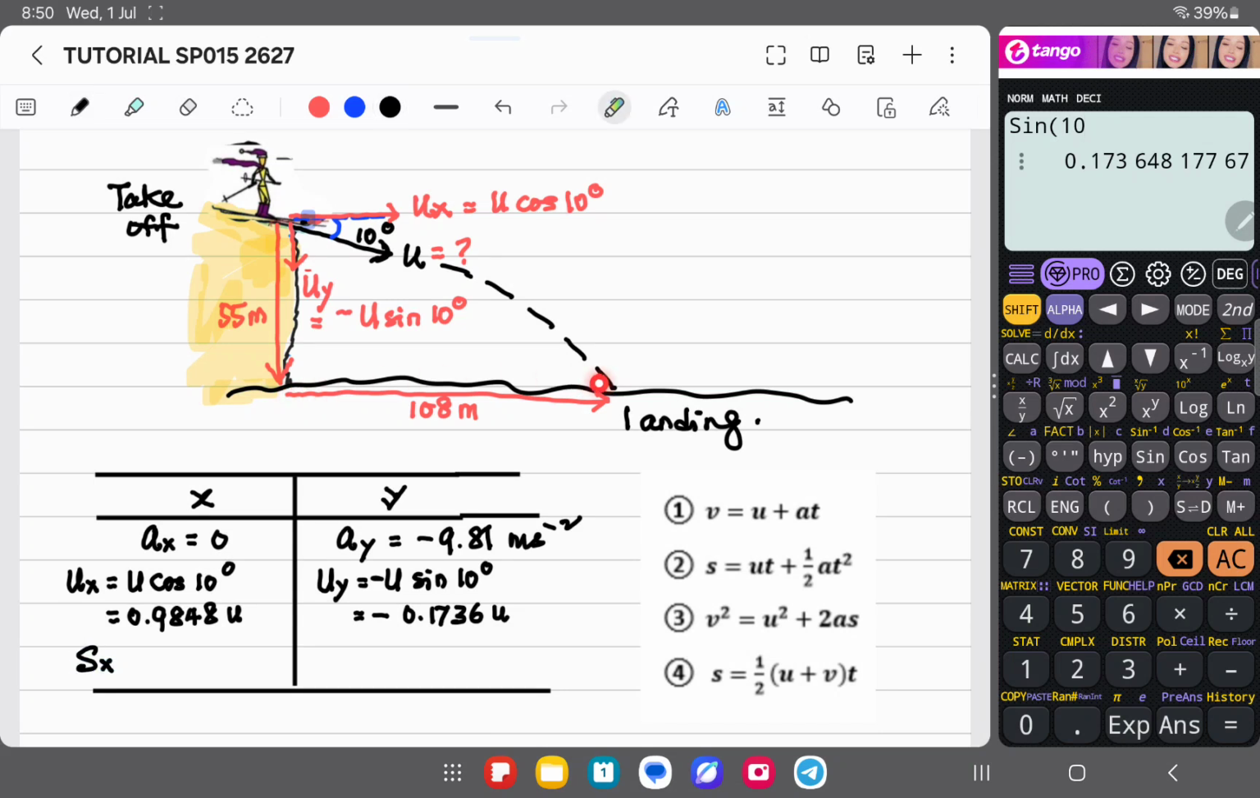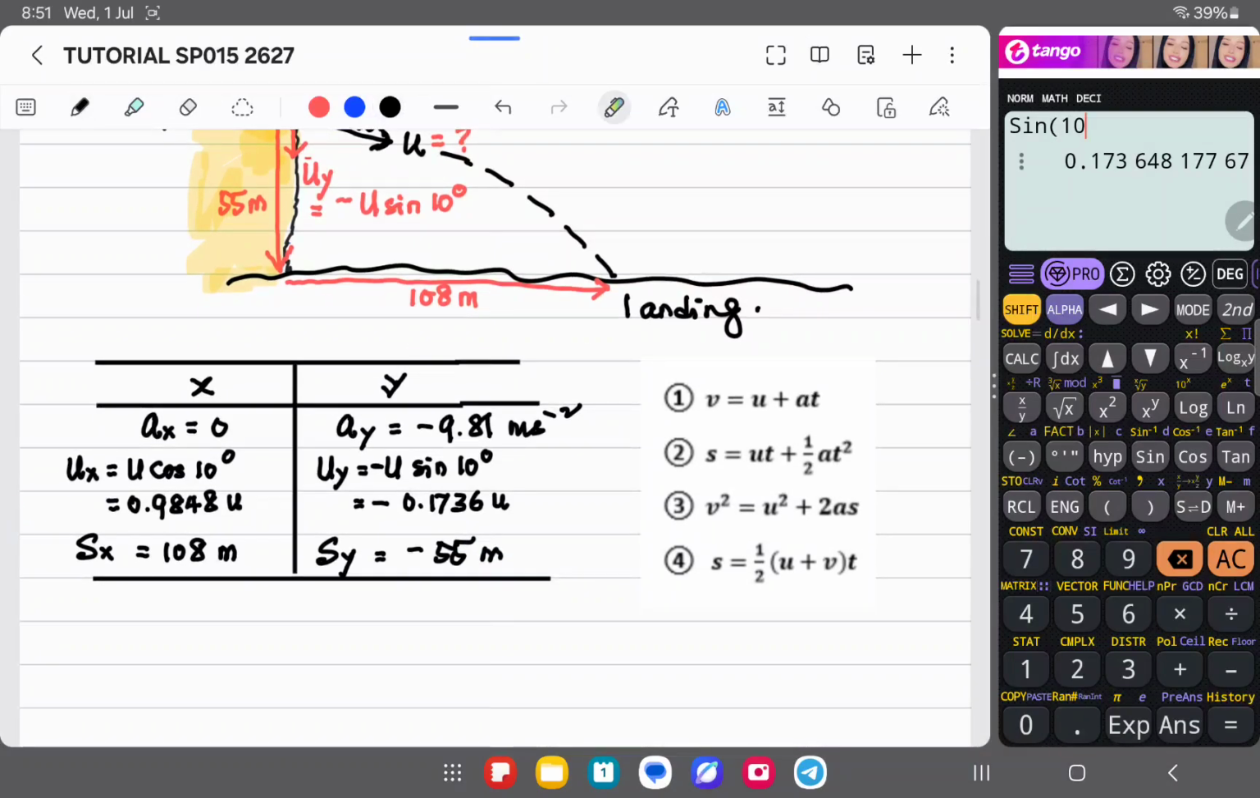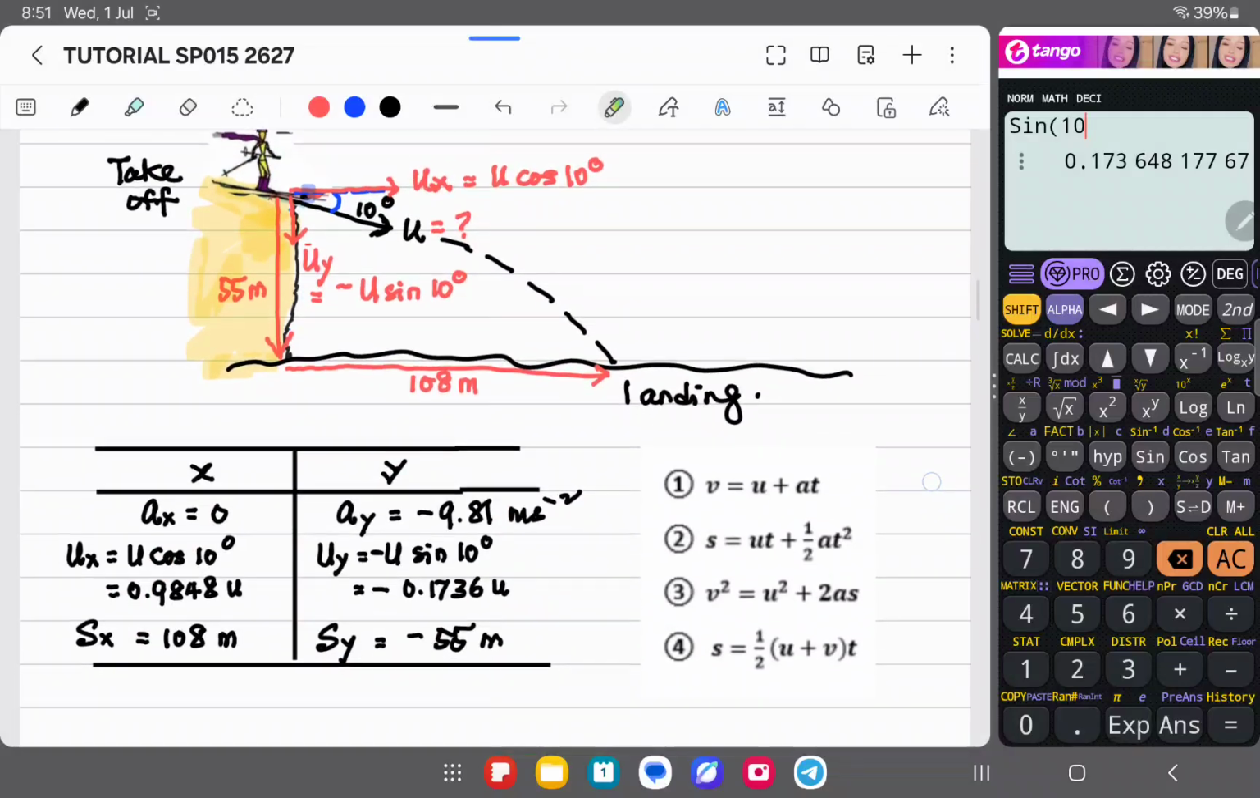Then I have the horizontal distance. The horizontal distance traveled by the skier before landing is 108 meters. The skier moves downward vertically 55 meters, so sy is negative 55 meters. The final velocity when landing is unknown. So this is only the information we know from the question, and we are going to determine u.